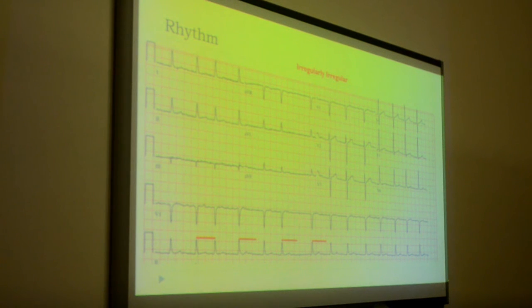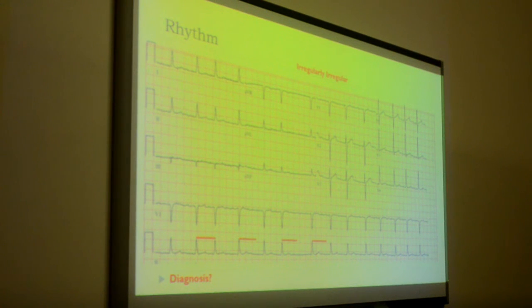Now, what is the most likely diagnosis of an irregularly irregular rhythm? Yes, which arrhythmia? Atrial fibrillation, thank you. We're going to go into further detail, but there are several causes. The most important one you need to know for now is that an irregularly irregular rhythm is most likely going to be atrial fibrillation. There are other causes, but this is the most important you need to know.